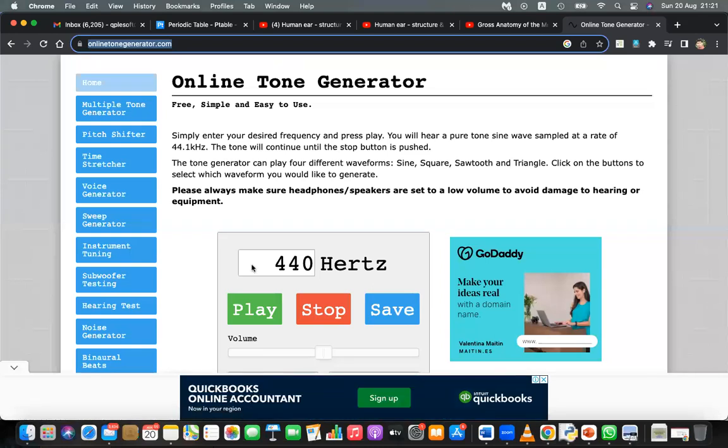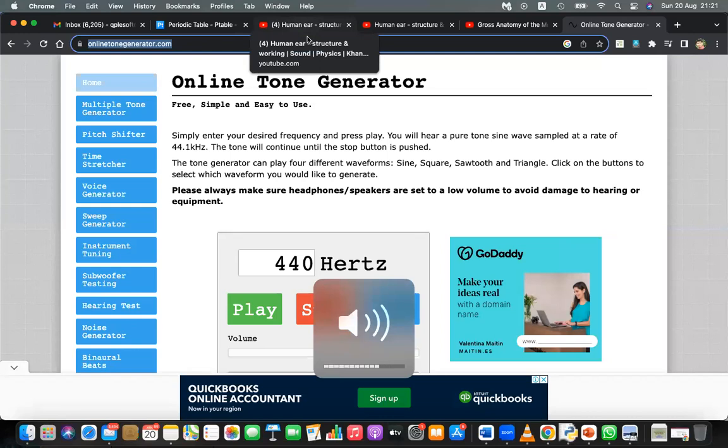It is good to do it yourself. Human hearable range is 20 to 20,000 hertz.